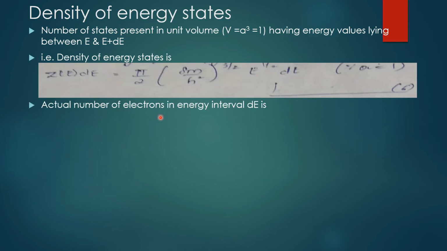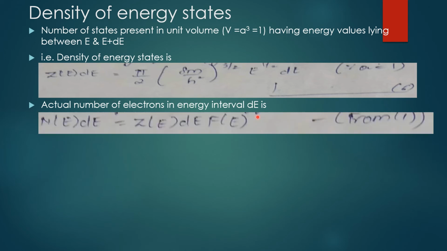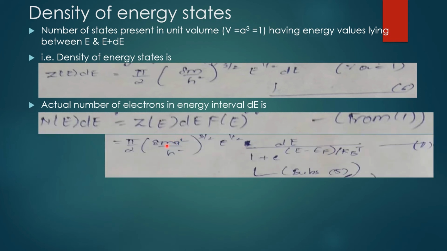Actual number of electrons in energy interval dE is given by equation number 1, which we had seen. Substituting Z(E)dE, π/2 into (8m a²/h²) the whole raised to 3/2 into E raised to half. This is equation number 5. We have substituted equation number 5. And f(E) is 1 upon 1 plus e raised to (E minus EF) upon kT. Equation number 7.